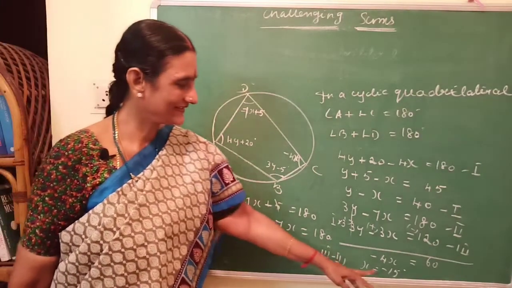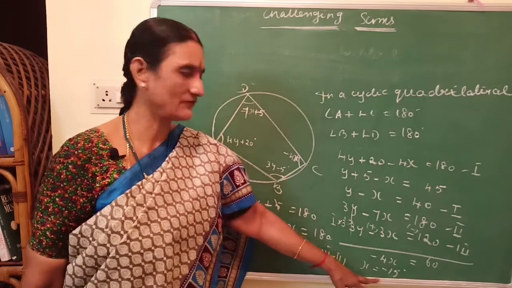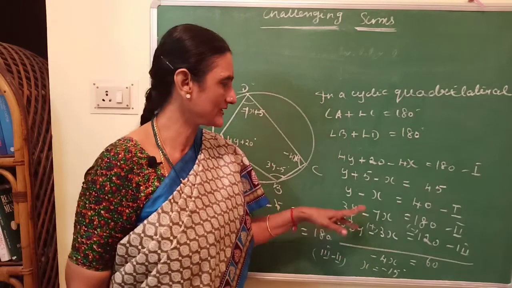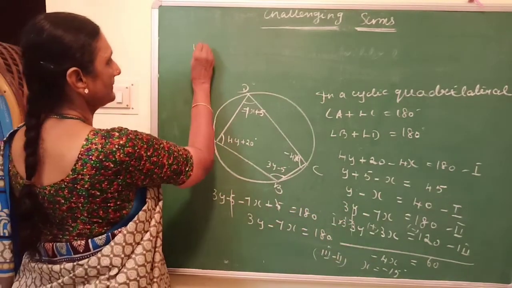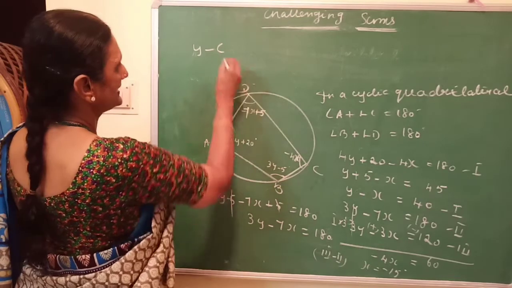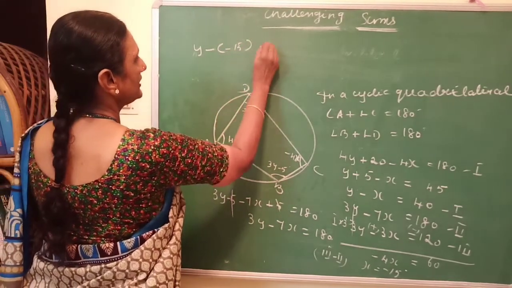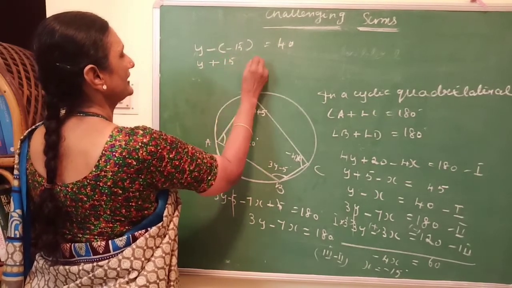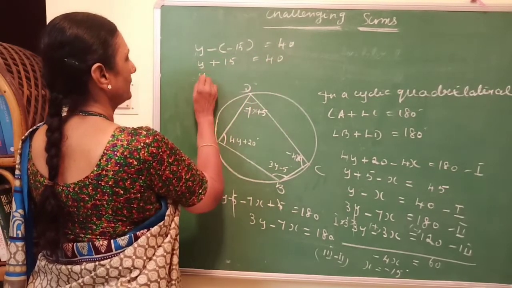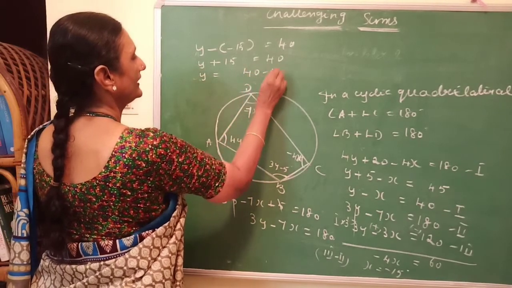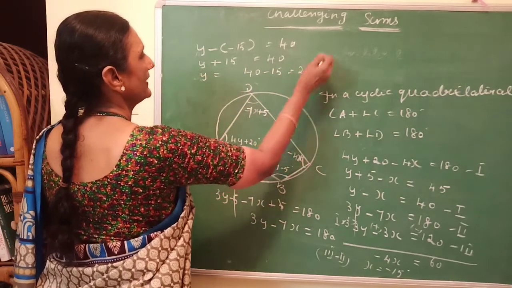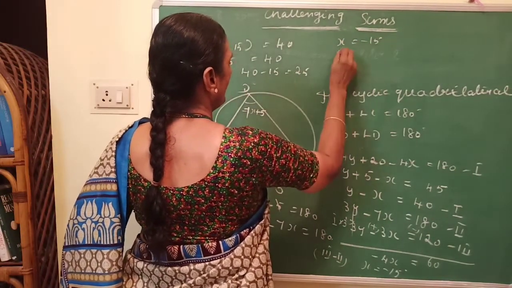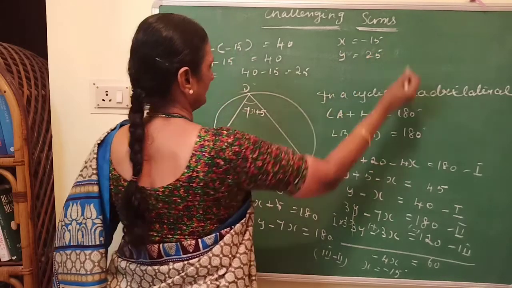Now we have to complete with x equal to minus 15 and solve for y. Now I am substituting in the first equation. So you get y minus of minus 15, is equal to 40. Therefore, y plus 15 is equal to 40. Therefore, y is equal to 40 minus 15 equal to 25. So, what are the values of x and y? X is equal to minus 15. Y is equal to 25.